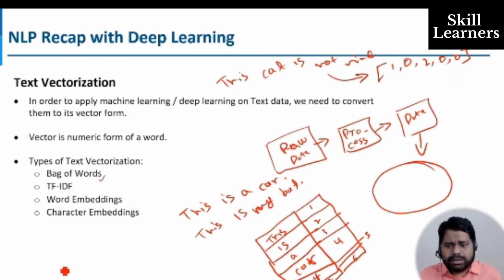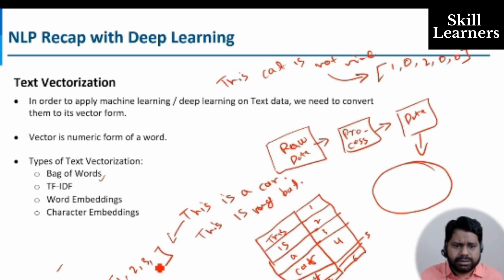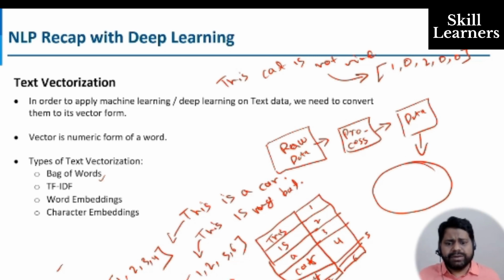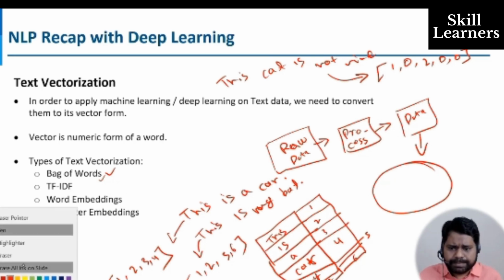Similarly, if we translate "this car is mine", how will we get the vector form for that? This will get 1, 2, 3, 4. Similarly, this will get 1, 2, then 5 and 6. So this way we do the transformation using bag of words. Let me erase this.